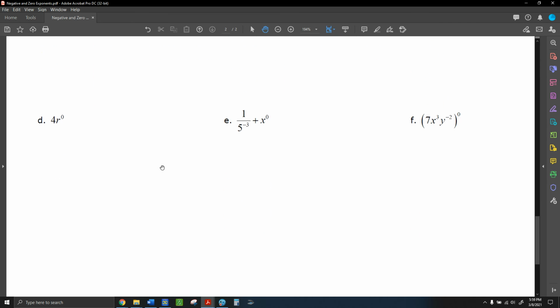Letter D, we have 4 times r to the 0. Now notice the only thing raised to the 0 power is the r. So we have 4 times, well, r to the 0 is 1. So we have 4 times 1. And 4 times 1 is 4.